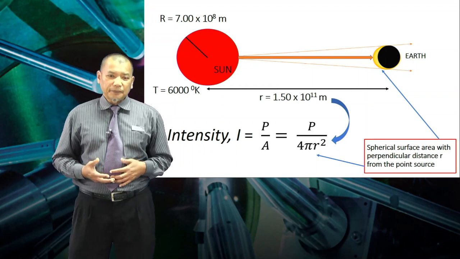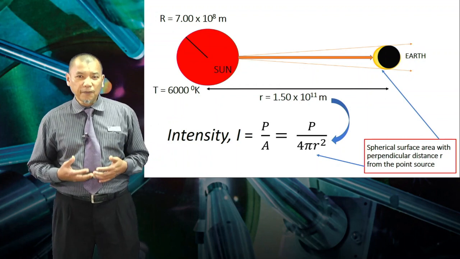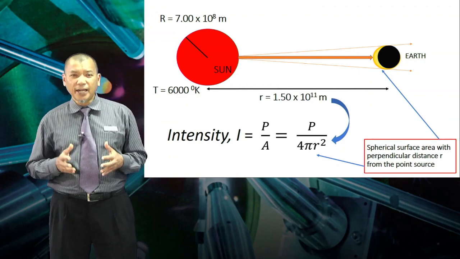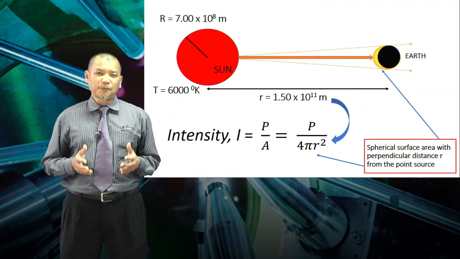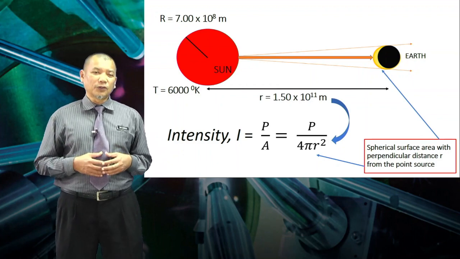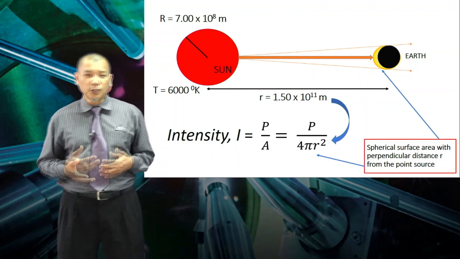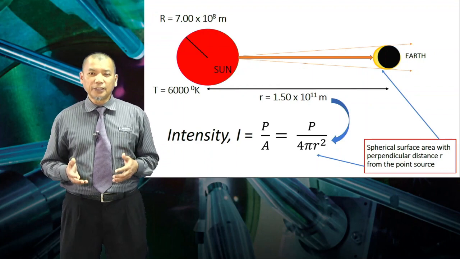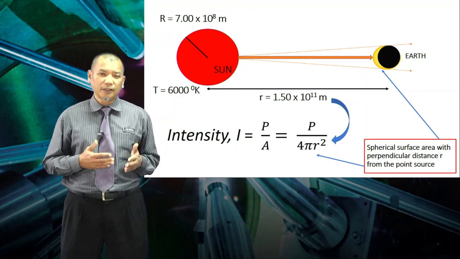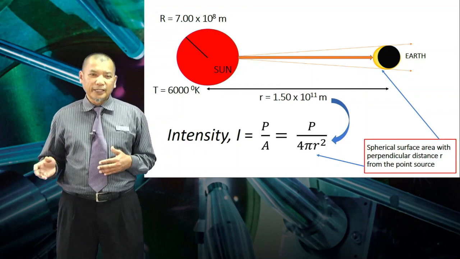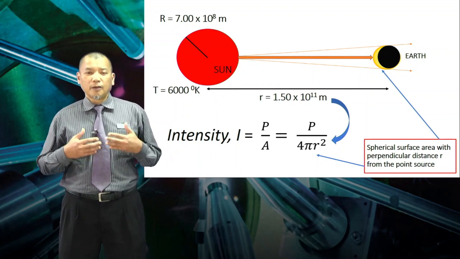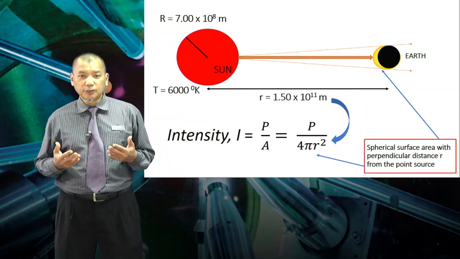Okay, look at the diagram. Study the diagram carefully. Actually, we are looking at the intensity of the heat radiation at the surface of the Earth, specifically at the yellowish area. So, intensity I is equal to the power per unit spherical surface area with the perpendicular distance r from the point source. Then, I is equal to power per 4 pi r squared.